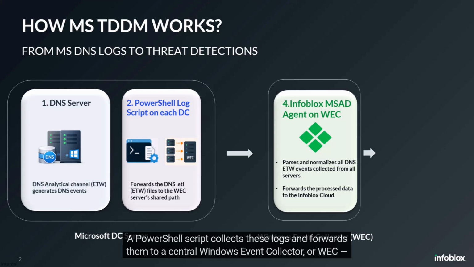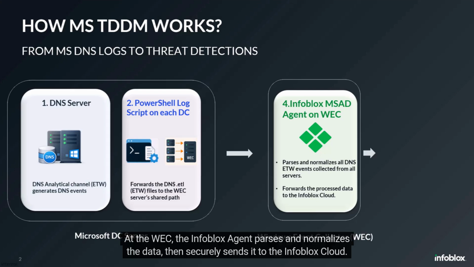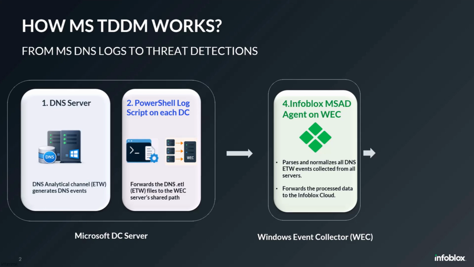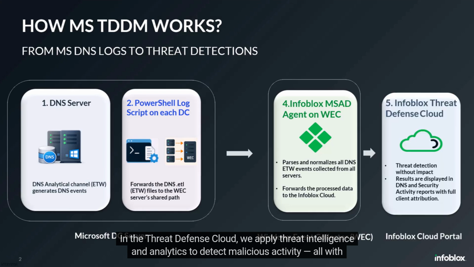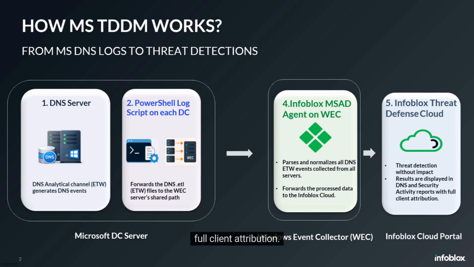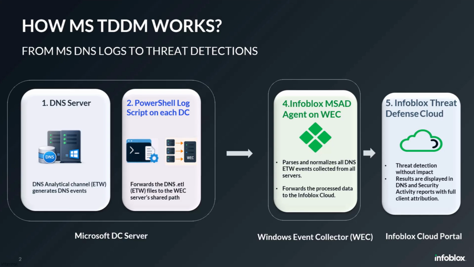A PowerShell script collects these logs and forwards them to a central Windows Event Collector, or WEC, so all DNS activity is aggregated in one place. At the WEC, the Infoblox agent parses and normalizes the data, then securely sends it to the Infoblox cloud. In the Threat Defense Cloud, we apply threat intelligence and analytics to detect malicious activity, all with full client attribution. We're not changing DNS. We're simply adding visibility and context on top of it. Now, let me show you how this looks in action.